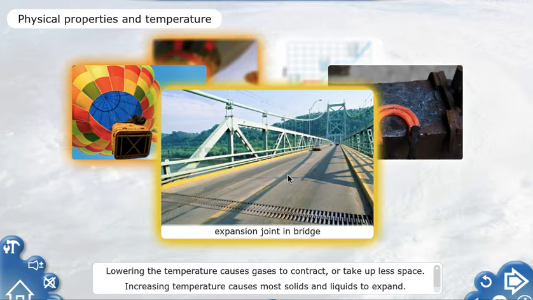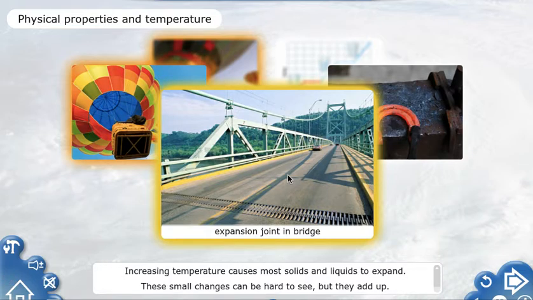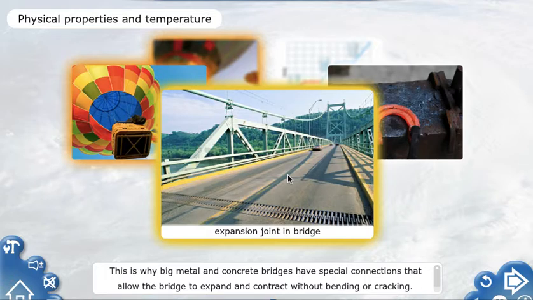Increasing temperature causes most solids and liquids to expand. These small changes can be hard to see, but they add up. This is why big metal and concrete bridges have special connections that allow the bridge to expand and contract without bending or cracking.